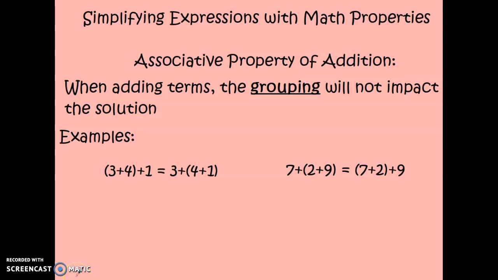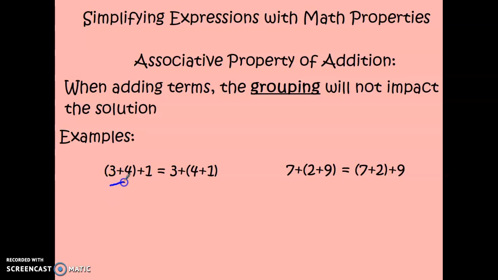Good morning. I am going to talk to you about simplifying expressions with math properties. Okay, so first property is associative property of addition, and that just tells us when we're adding terms, the grouping symbols, which of course we know is parentheses, will not impact the solution. So it's telling us we can move them from one set of numbers to another, and we're going to get the same thing. Okay, so we can prove that by solving.